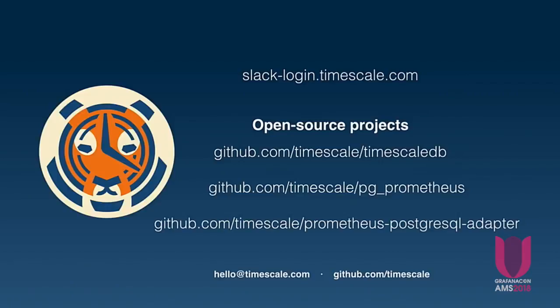So this is pretty much everything I have to say about how we have been using Prometheus, TimescaleDB and Grafana together. If you're interested in learning more, you can join our Slack. There's a web page you can go to log in. You can check out these open source projects on GitHub: TimescaleDB itself, the PG Prometheus data type, and the Prometheus Postgres adapter. We also have Docker images to easily set this up and run in your own system. Yeah, that's it.